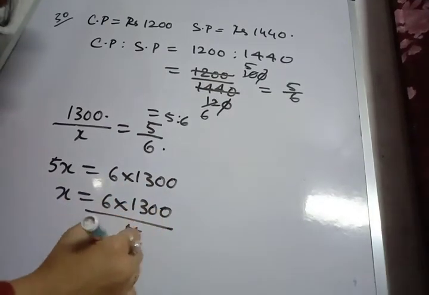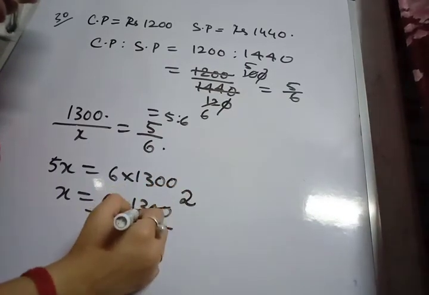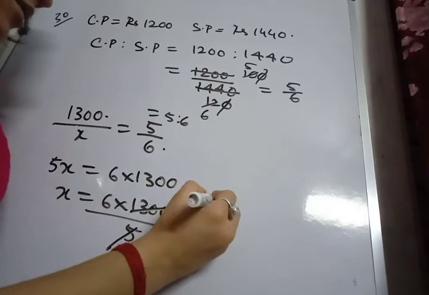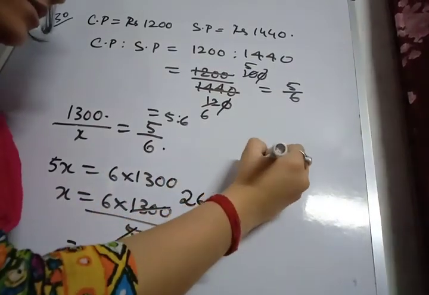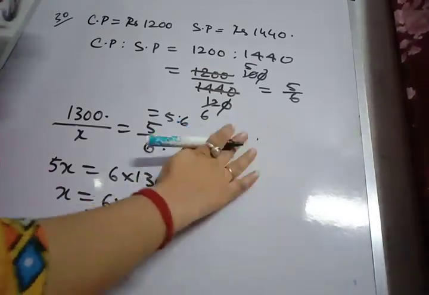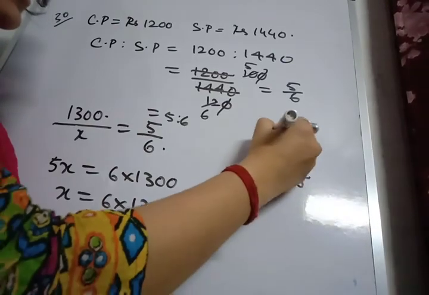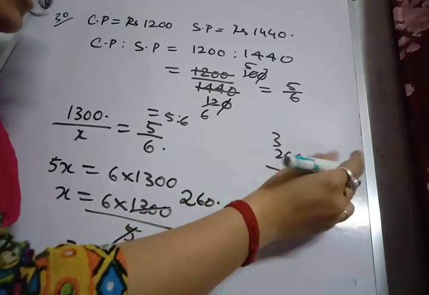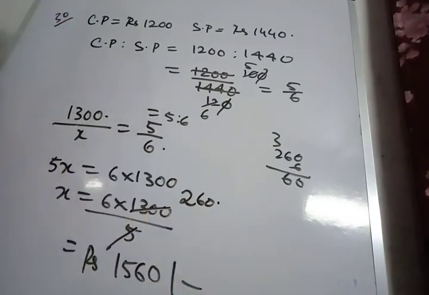So 5 2s are 10, 5 6s are 30. So 260 into 6, 6 2s are 12, 6 6s are 36. Yeah, 1560. This is my new selling price if my cost price is 1300.